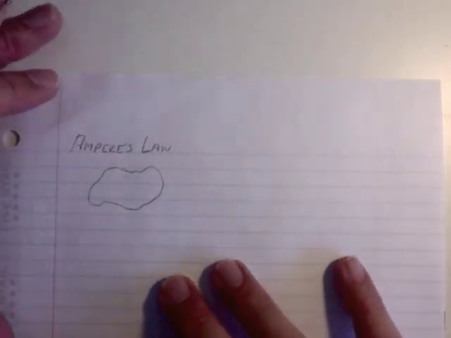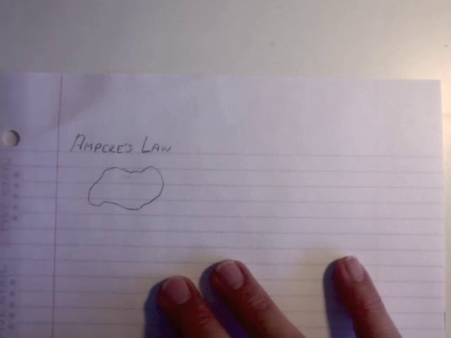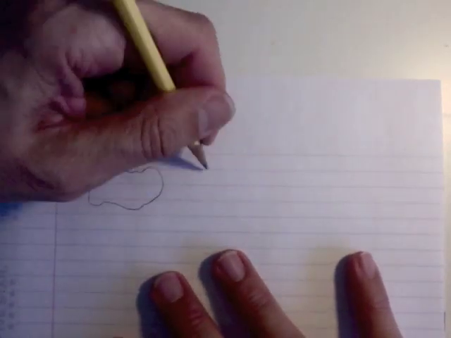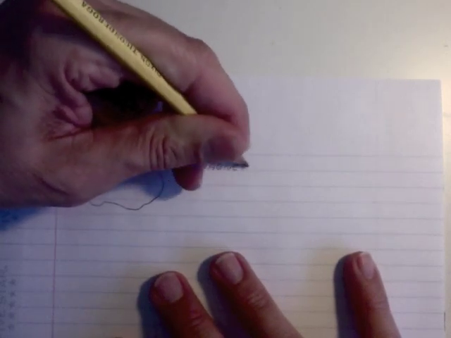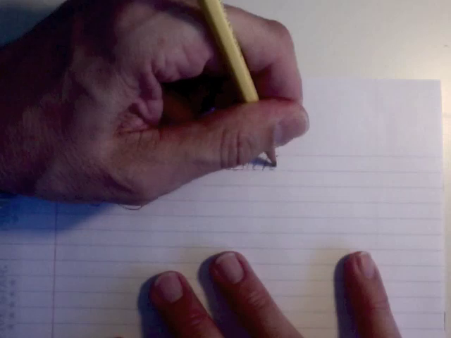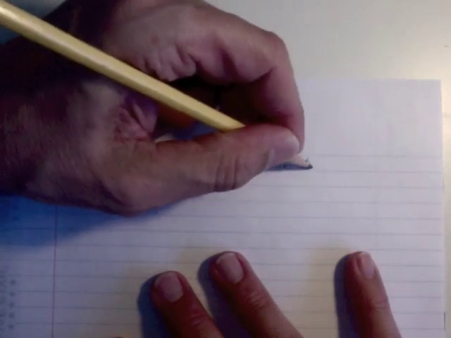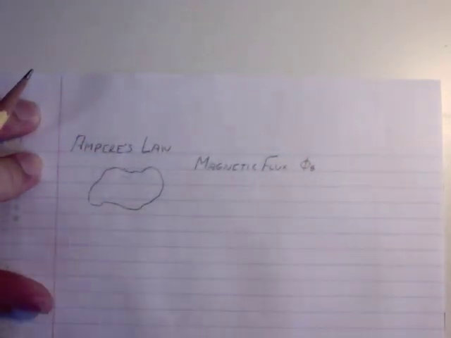Okay, I want to talk now about Ampere's law. It's a close relation to Gauss's law. And to understand that, we need to understand magnetic flux, which is phi sub B. And you remember we talked about phi sub E before.